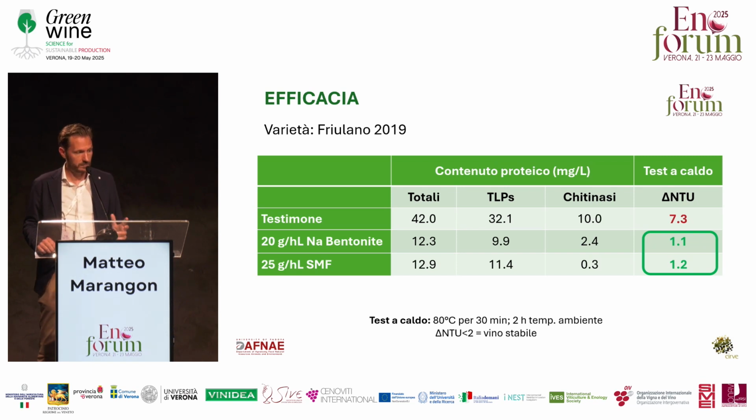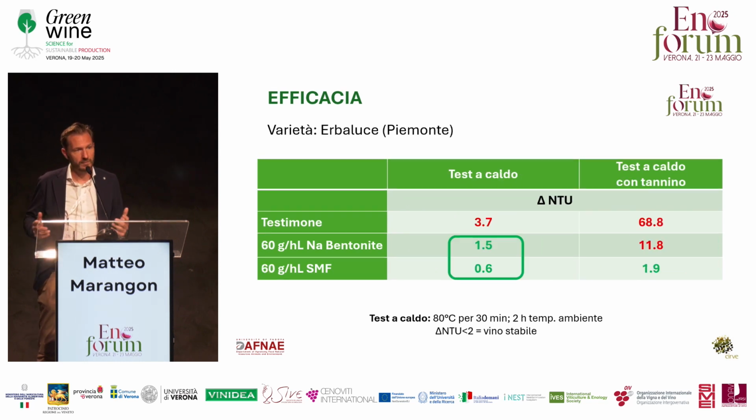Now, with 20 grams per hectoliter of sodium bentonite or 25 grams per hectoliter of silica, we had managed to stabilize the wine at 1.1 and 1.2 respectively. So similar amounts of either bentonite and silica, and that removed chitinase and thaumatin with a significant drop in total proteins. In this case, it worked with one wine, although one might object that 7.3 in instability does not mean a very unstable wine.